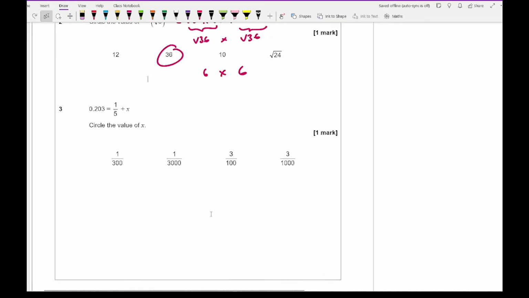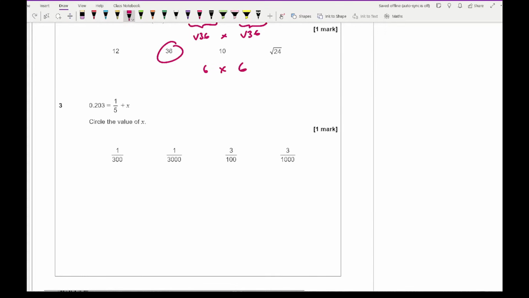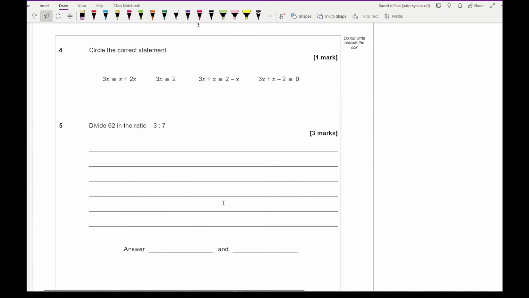Moving on to question 3, it says 0.203 equals 1/5 plus x. Well, hopefully you would have spotted that 1 over 5 is 0.2, so I've got 0.203 equals 0.2 plus x. So if I take the 0.2 away, that basically becomes 0, and then it's 3/1000ths, so the correct one is the fourth option. Moving on to question 4, it says circle the correct statement, and the one you want that is the correct identity is the first one.